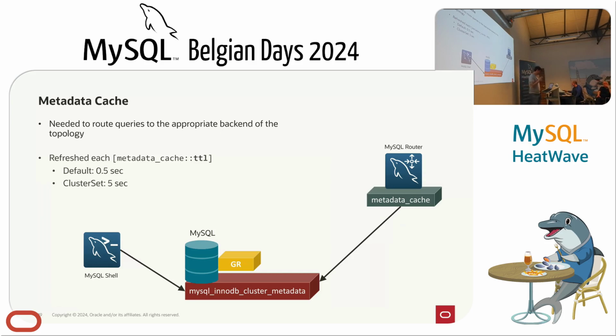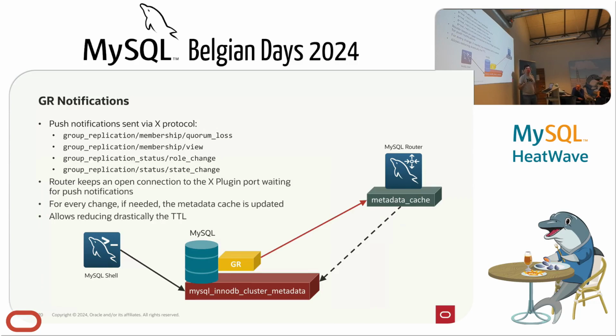Of course, there was even a blog post from Martin Schuster complaining that when you deploy hundreds, thousands of routers, you're going to have that number of queries happening every half second, and it's quite bad, right? So we have had, for quite some time, the GR notifications. A lot of time, right? And it seems that a lot of people still don't know about it.